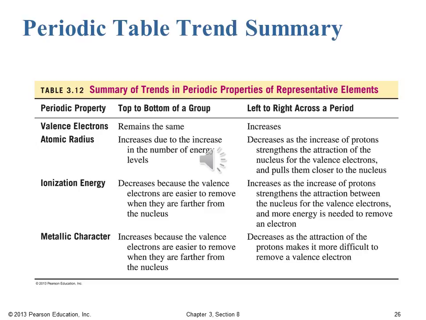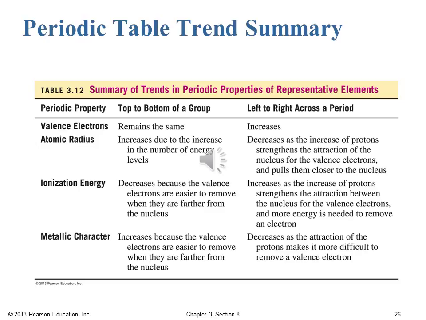So for the valence electron count, it remains the same as you go from top to bottom of a group. Again, we talked about group 18 or 8A and helium being the one exception, having just the 2 valence electrons, whereas everybody else there has 8. As we go from left to right across a period, the number of valence electrons increase. Group 1 or 1A has 1 valence electron, 2 or 2A has 2, and we just increase one by one all the way up to group 8A or group 18 having 8 valence electrons.